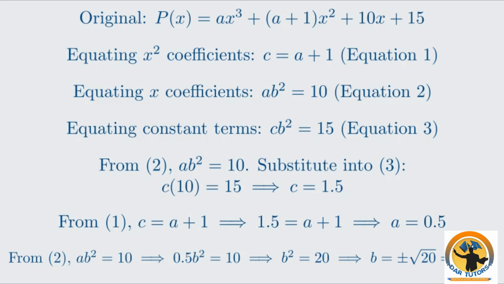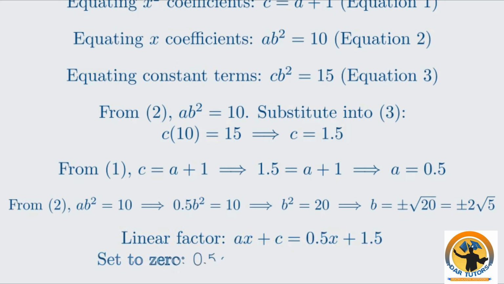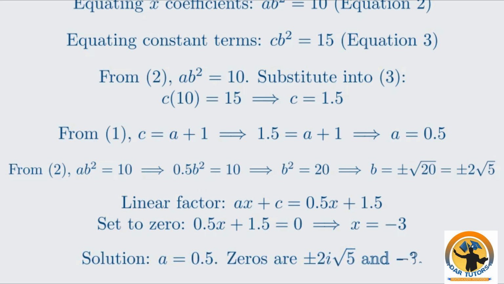The third zero comes from the linear factor ax plus c. The linear factor is 0.5x plus 1.5. Setting this to 0, we get 0.5x equals negative 1.5, so x equals negative 3. So the value of a is 0.5, and the three zeros are 2i times the square root of 5, negative 2i times the square root of 5, and negative 3.